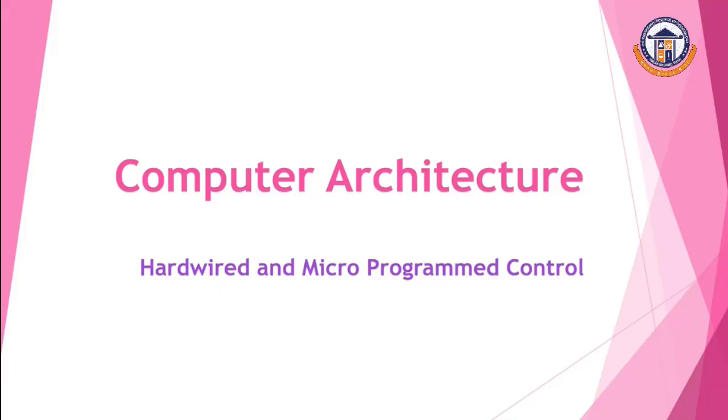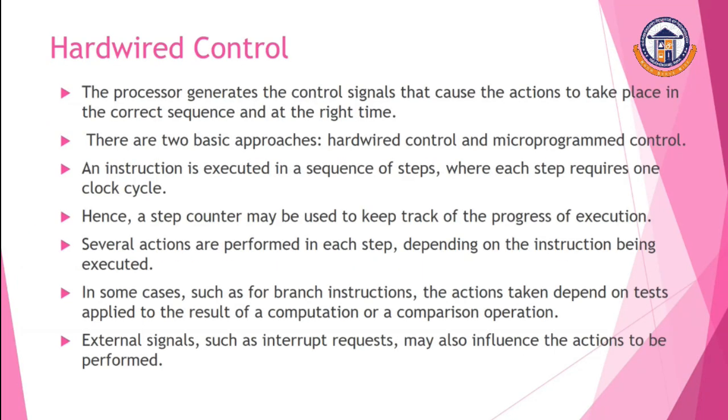To generate the control signals, we can do it in two ways. One is by using hardware: using hardware, we can generate the control signal. Another one is using microprogrammed control, which means using software, we can generate the control signal. So we'll see one by one. First, we'll see how to generate a control signal using hardwired control.